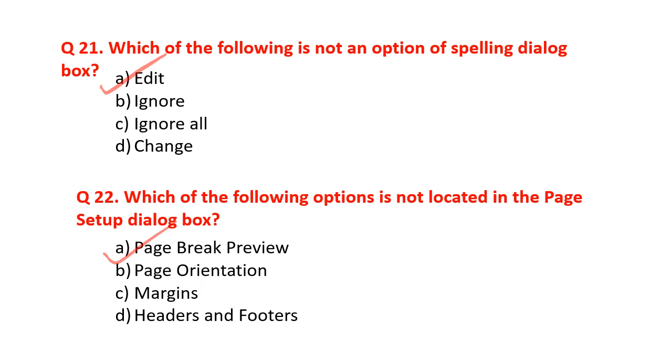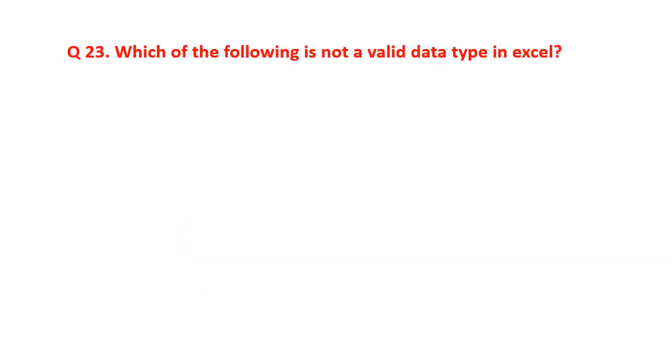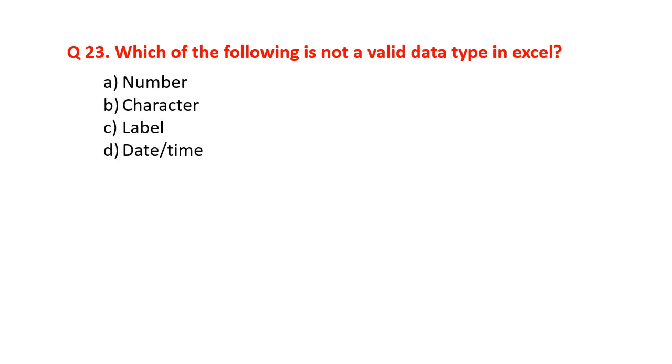Now go to the next question. Question number 23. Which of the following is not a valid data type in Excel? Here are the options. Number, character, label, and date or time. So the right answer is option B, character. Now go to the next question.